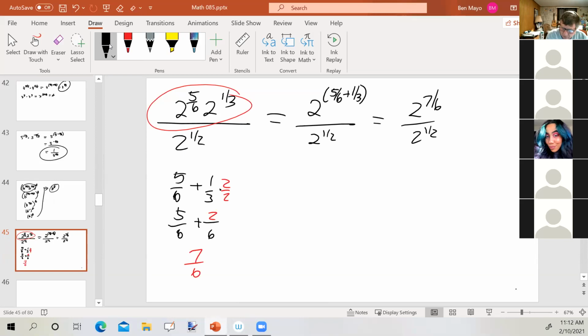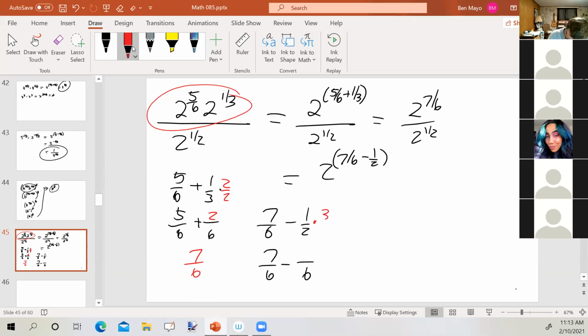Okay, now dividing two powers with the same base, you subtract the bottom exponent from the top. So that's going to be 2 to the 7/6 minus 1/2 power. But now I've got 7/6 minus 1/2. So I need a common denominator of a 6 again. Now I'll multiply this by 3 over 3. 7/6 minus 3/6 is 4/6, which could be reduced down to 2/3. So this becomes 2 to the 2/3 power.